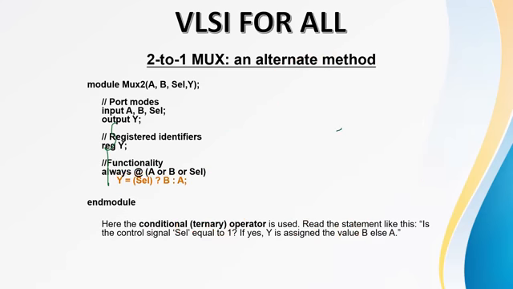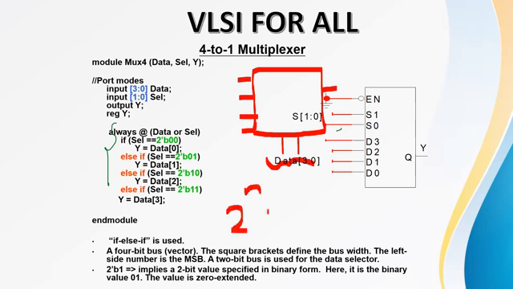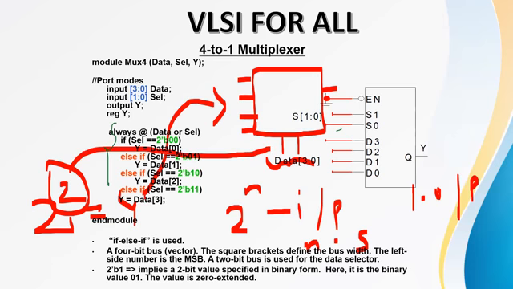And coming to the 4 cross 1 mux. As I said, in a multiplexer we have only a single output. Here we have 4 inputs, 2 select lines and 1 output. So how is it 2 select lines? As I said, 2 power n inputs, 1 output, and n select lines. So 2 power 2 is equal to 4, so we have 4 inputs. This 2 indicates select lines, and this 1 indicates output.